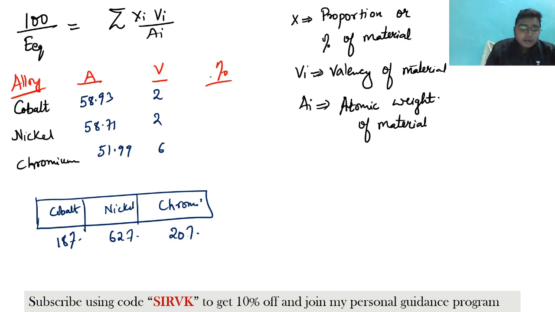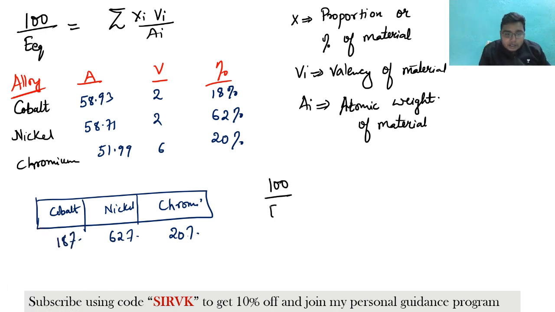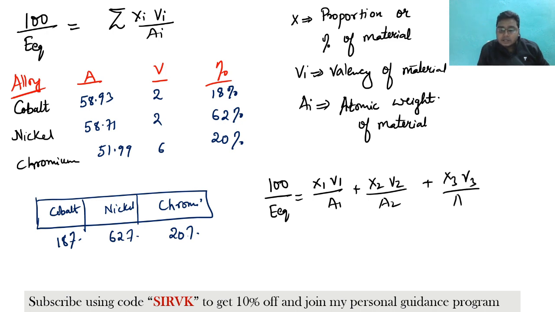That is what I am going to write here: this is 18%, this is 62%, and this is 20. Now based upon these you can put this in the formula and find the equivalent. How can you find it? 100 by E equivalent is equal to x1 v1 a1 plus x2 v2 a2 plus x3 v3 a3.